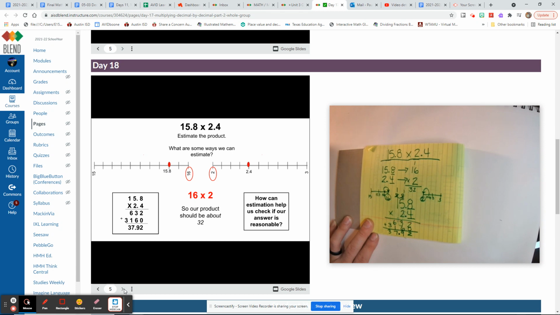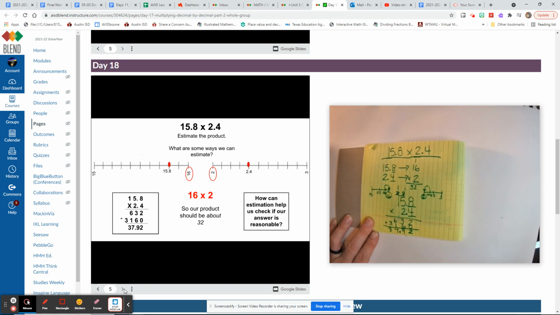So estimation helps us decide if an answer is somewhere in that area, right? And estimation is like your best friend for eliminating bad answers, because you can use estimation to decide if there are answers that are completely unreasonable. So use estimation to help you out. Estimation should be making your life easier in math. It's less of a skill that you need to use independently, and more of a skill that just helps you in everyday life, and especially on tests with eliminating bad answers.